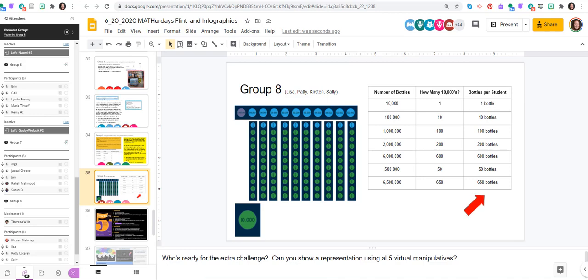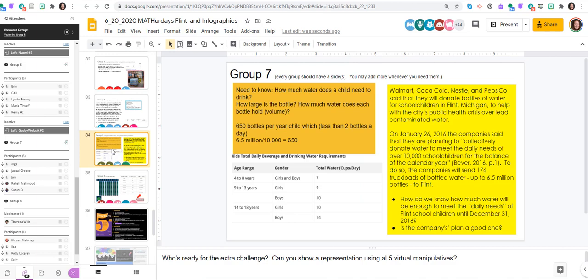I was going back to see the manipulatives, and I passed another group slide, and we were actually differentiating the ages of kids and how much water they would need. I thought that was kind of interesting.